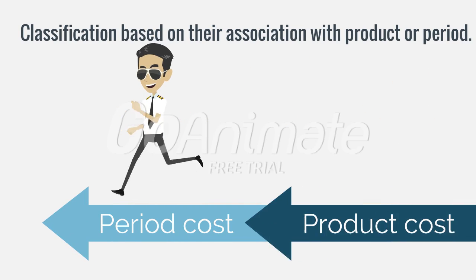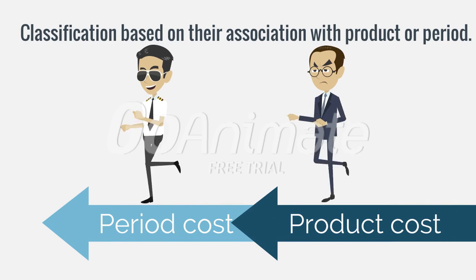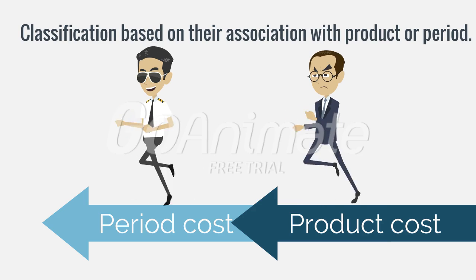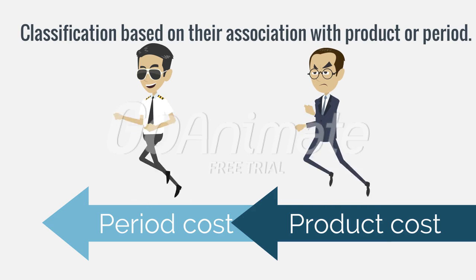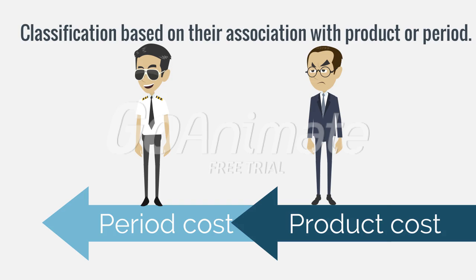Product costs are necessary for production and will not be incurred if there is no production. Direct material, direct wages and variable factory overhead are examples of it. Period costs are not necessary for production and are written off as expenses in the period in which these are incurred. Rent, salaries of executives, traveling cost are examples.